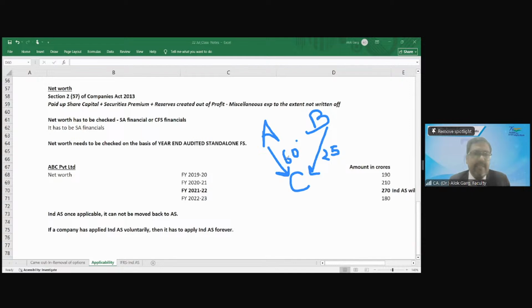Then he is saying, Ind AS is applicable on B, right? So if Ind AS is applicable on B, C is the associate of B. So on C, Ind AS will be applicable. And A is the holding of C. So by this leg, Ind AS will also be applicable to A. So in this transaction, Ind AS will be applicable to A and C both. Is that clear, Pitambar?